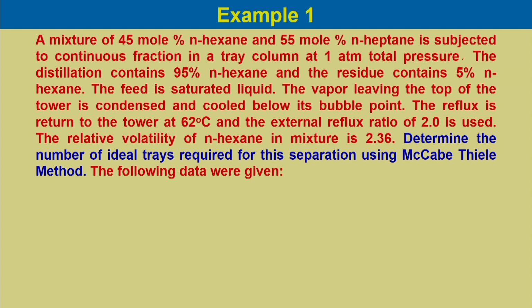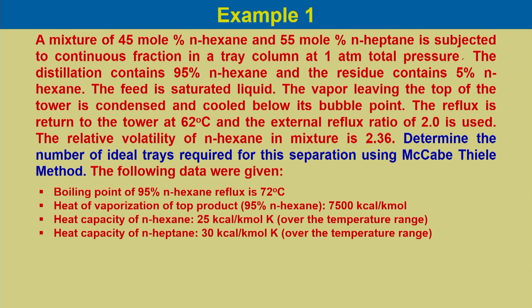The vapor leaving the top of the tray tower is condensed and cooled below its bubble point. The reflux is returned to the tower at 62 degree centigrade temperature and the external reflux ratio of 2 is used. The relative volatility of N-hexane in mixture is given as 2.36. Now, determine the number of ideal trays required for this separation using McCabe-Thiele method, and the following data are given. The boiling point of 95% N-hexane reflux is 72 degree centigrade.